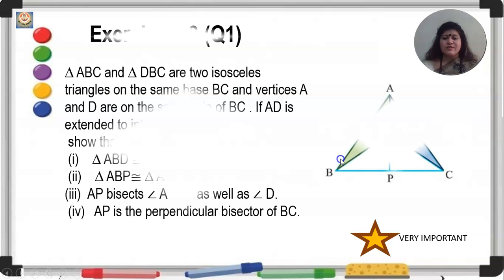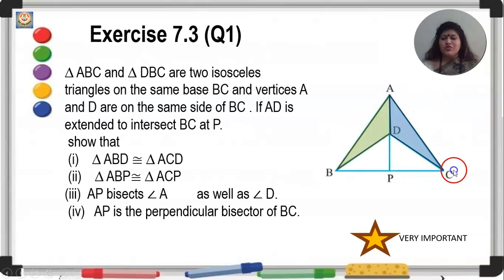Now this is the question. There are two triangles which are isosceles triangles in this. That is triangle ABC and triangle DBC. Now, these are the 4 things that you need to prove. Please make a note of this question in your geometry notebook. Now, there is no specific order of proving these 4 parts.